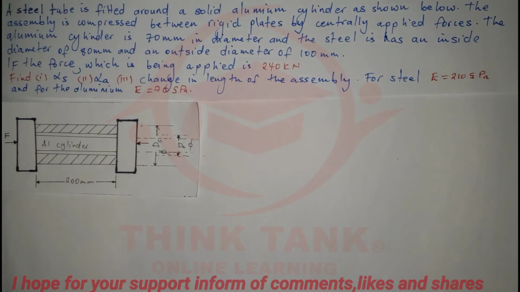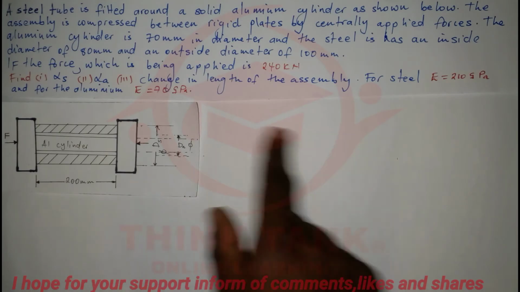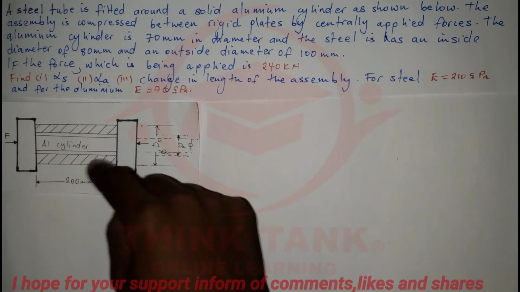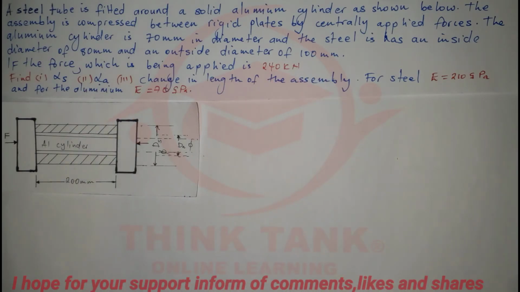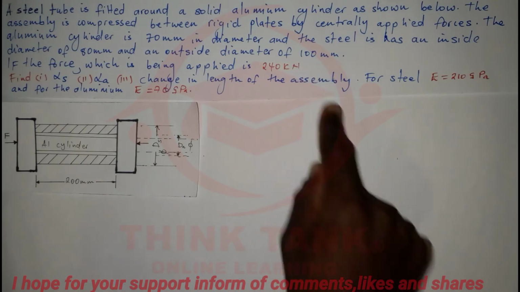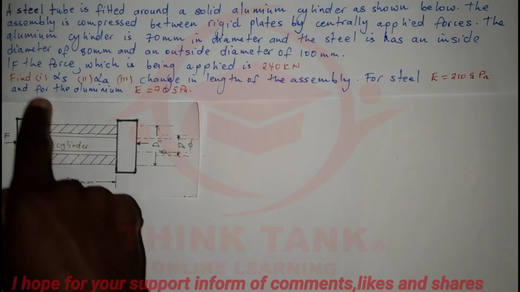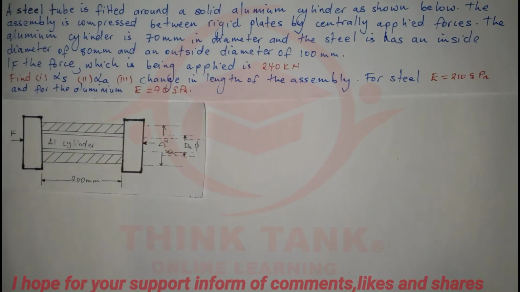Okay, so what we're going to do, I'm going to read the question first. A tube is fitted around the solid aluminium cylinder as shown below. The assembly is compressed between the rigid plates by central applied forces. So we have some forces right here, compressive forces. The aluminium cylinder is 70 millimeters in diameter, and the steel has an inside diameter of 80 millimeters and an outside diameter of 100 millimeters. If the force being applied is 240 kilonewtons, we want to find the stress in the steel and the stress in the aluminium.